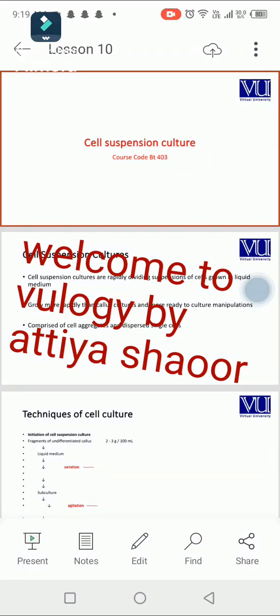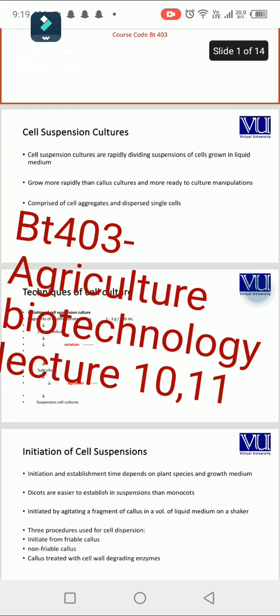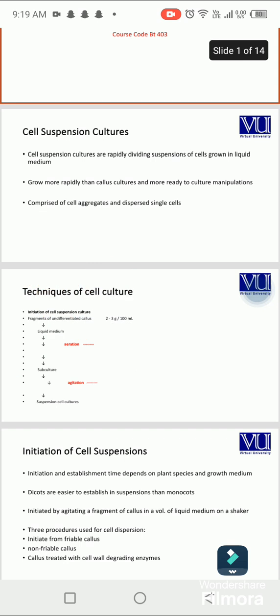Cell suspension culture. Cell suspension cultures are rapidly dividing suspensions of cell growth. Cells grown in liquid medium grow more rapidly than callus culture and are more ready to culture manipulations. Comprised of cell aggregates and dispersed single cells.